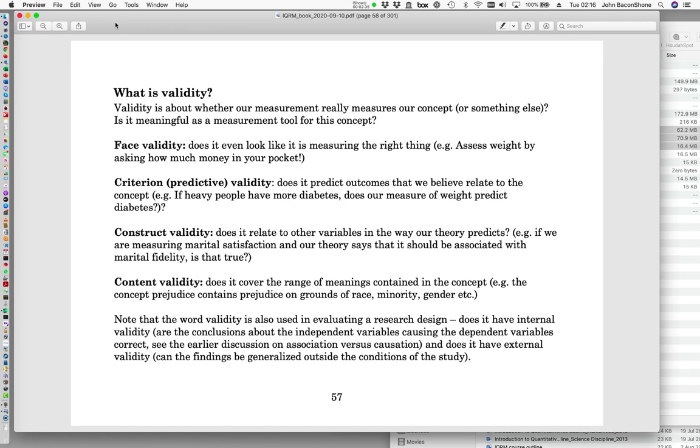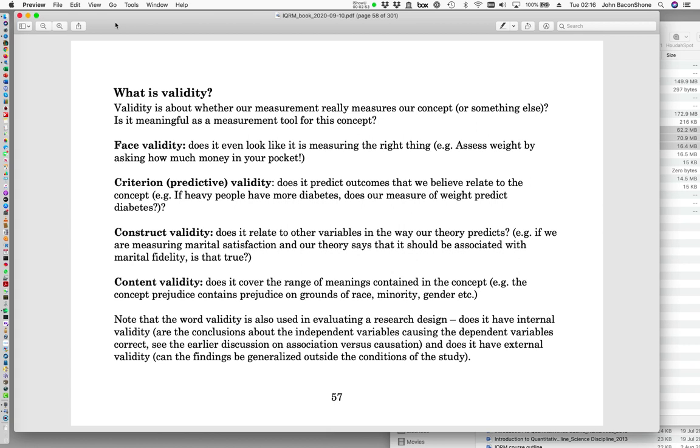So what about validity? Validity is our second key criterion. Validity is about whether our measurement is really measuring the concept that we're trying to measure, as opposed to something else. So is it meaningful as a measurement tool for this concept?